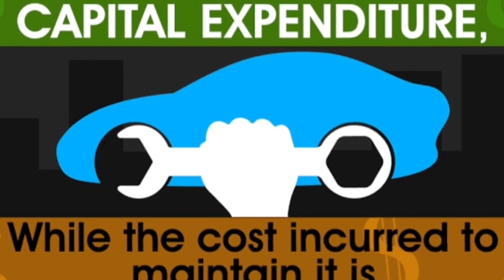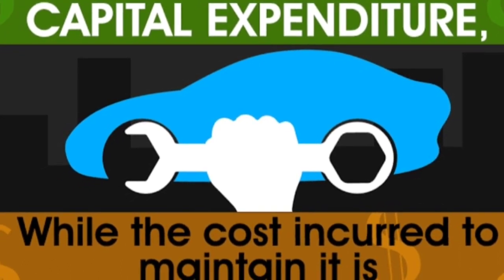Number 2, repairs. Amount spent on repairs is again a revenue expenditure. But suppose a company buys a second-hand machinery and the amount of repairs spent on it for the overhauling of the machine to upgrade the machine will be treated as capital expenditure instead of revenue expenditure. That amount will be added to the cost of the machine.